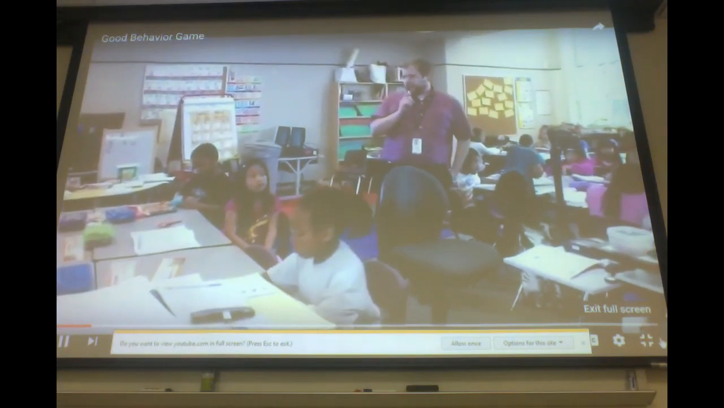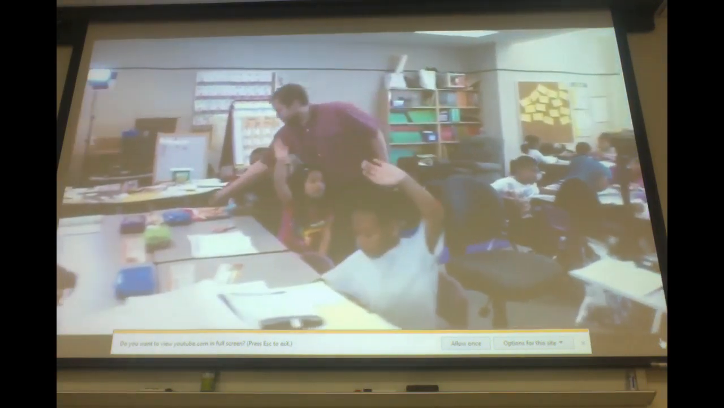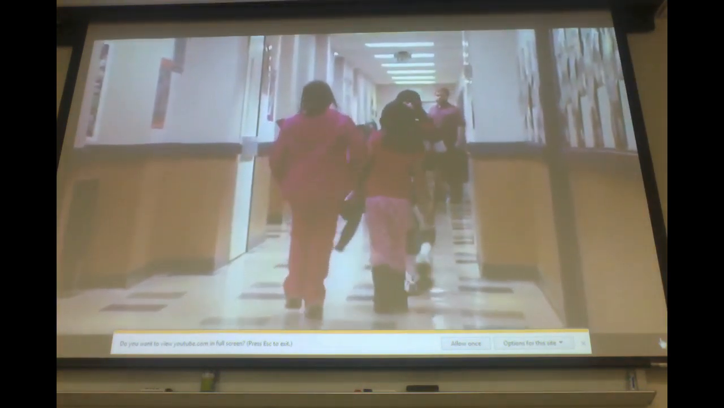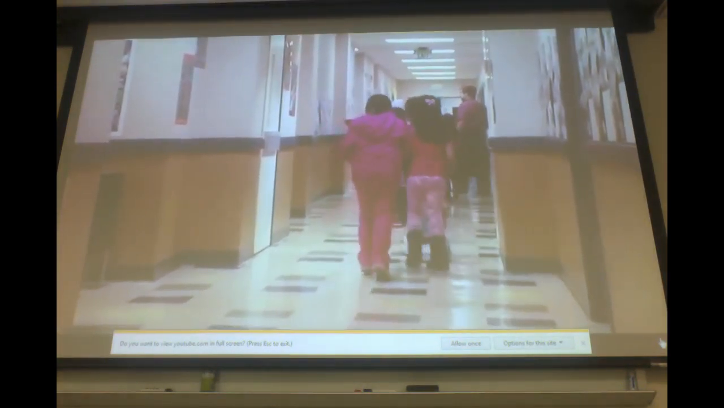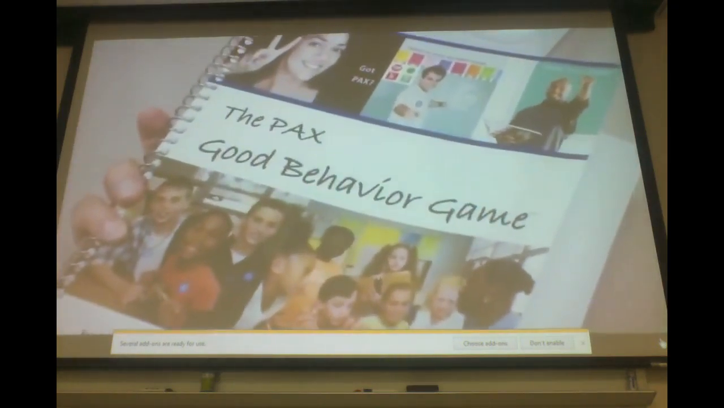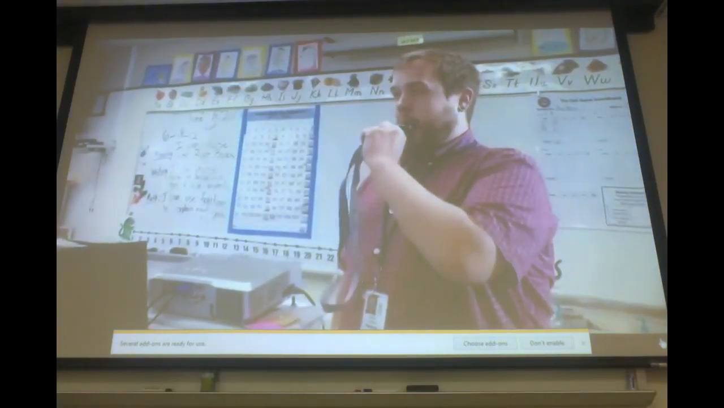What's that fraction say? One of the greatest challenges teachers face is managing student behavior during instructional time and transitional time. The PAX Good Behavior Game addresses this concern by providing teachers with an easy-to-use, research-based strategy that reduces disruptions and allows students to focus on learning.